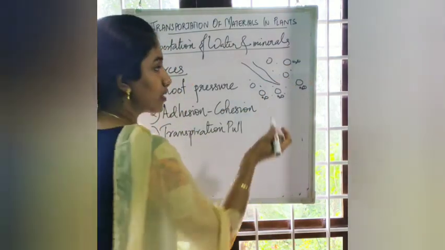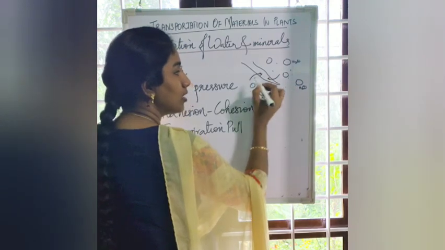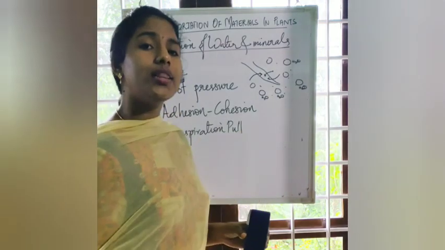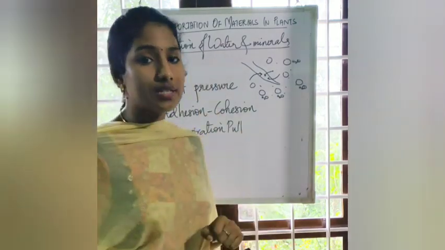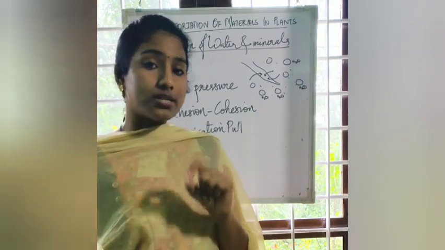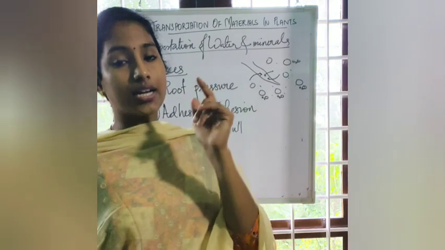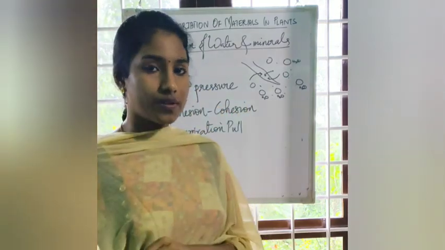So initially what happens is these mineral ions start entering inside the roots. They are constantly entering inside the roots. When all the mineral ions are entering inside the roots, a concentration difference is created. That is, the concentration of mineral ions inside the root is higher compared to that in the outside. A concentration difference is there.